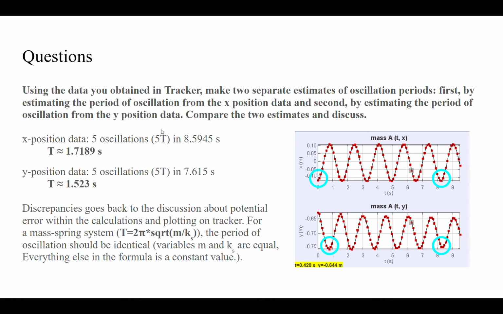And then from the x position data, you get that the period is about 1.7189 seconds, but with the y position data, we get about 1.523 seconds. And the discrepancies go back to the discussion about potential error in plotting on Tracker, because for a mass spring system, the period of oscillation should be identical since the variables m and ks, or the spring constant, are equal, and everything else in the formula is a constant value.